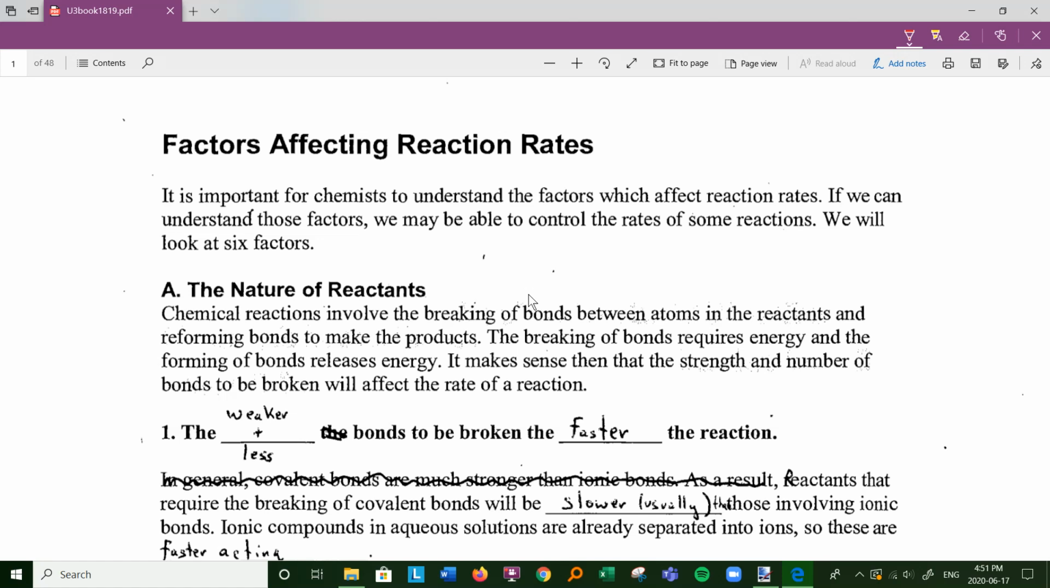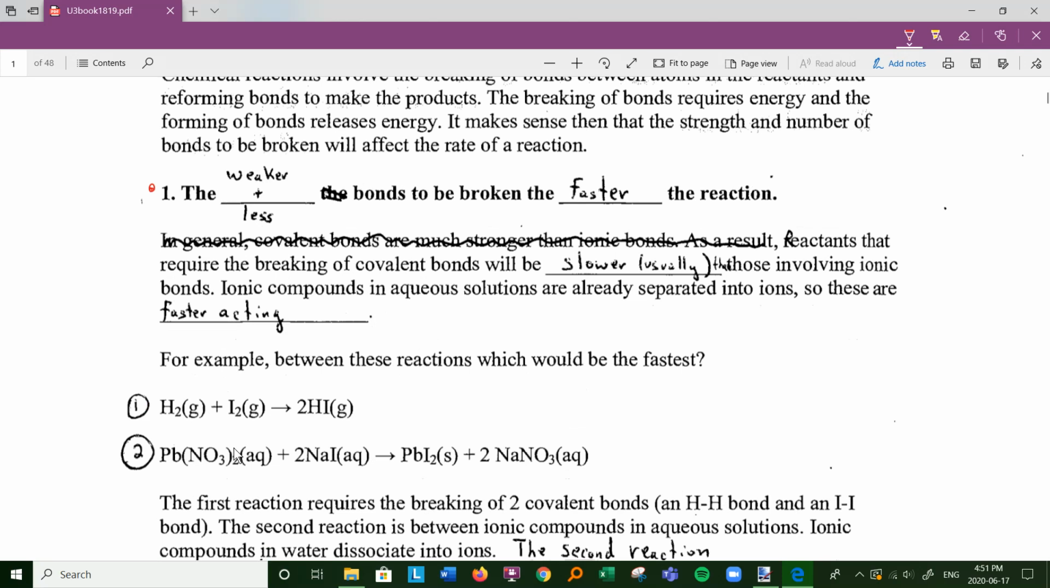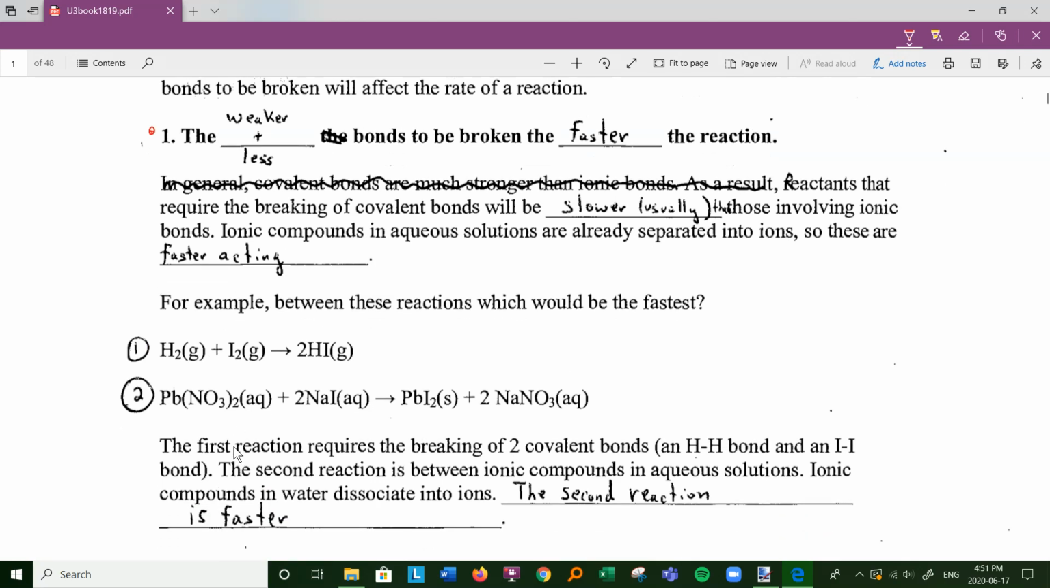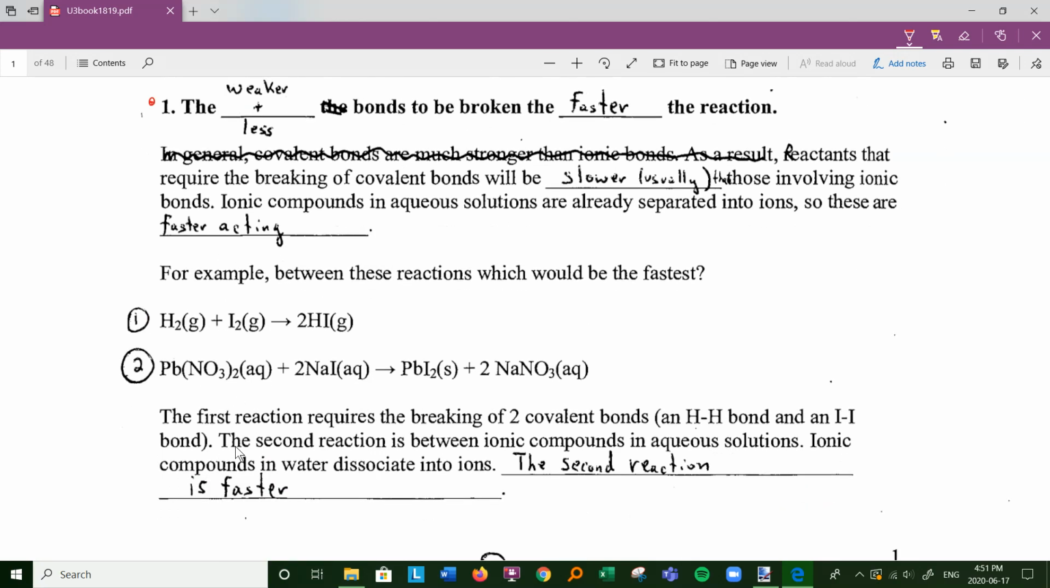There's another thing called entropy we'll get into in the next chapter. To break the bonds, you got to put energy in. So it makes sense that the strength and number of bonds will affect the reaction. The weaker and fewer bonds to be broken, the faster the reaction. Reactants that require the breaking of covalent bonds will be slower than those involving ionic bonds. That's usually the case, not always. Ionic compounds are already separated into ions, so these are faster acting. That's true. If you already have an aqueous solution, already separated into ions, then your reactions will go more quickly.